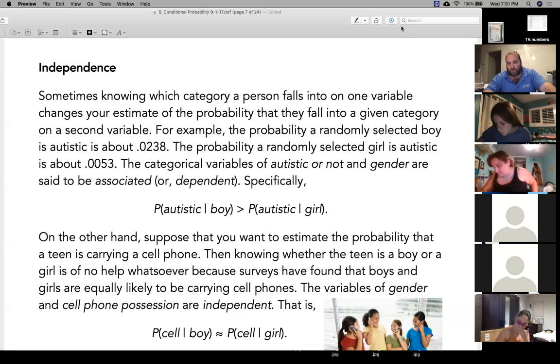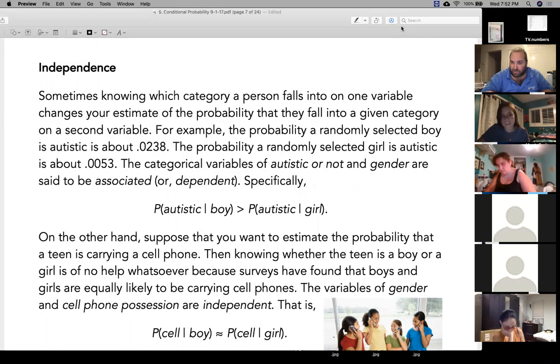In the second paragraph, on the other hand, we have the following study. Suppose you want to estimate the probability that a teen is carrying a cell phone. Do you think that boys and girls are more or less likely to carry cell phones? So statistical data shows that it's roughly the same. That the likelihood of carrying a cell phone if it's a boy is about the same as the likelihood of carrying a cell phone if it's a girl. And as such, cell phone or non-cell phone is independent of boy or girl, of gender in that case.